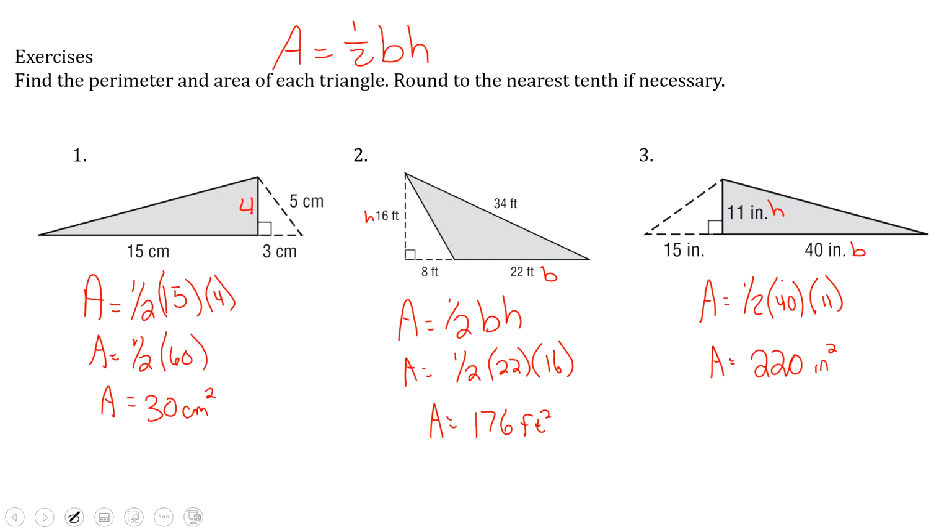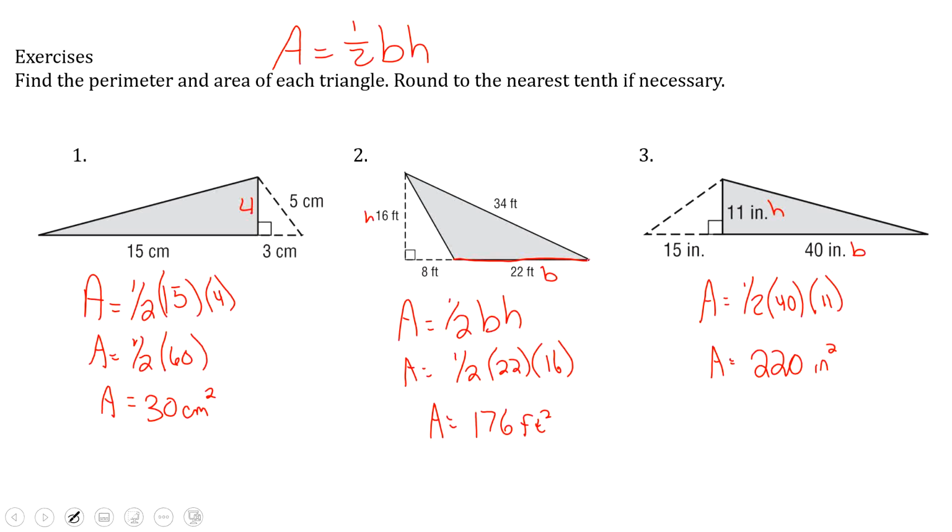They gave us everything we need for number 2. Be careful you're not including the dotted part of the base here. The base is just the base of the triangle, not the extension out to the perpendicular for the height. They're just doing that to trick you. So again, that was 176 feet squared. Last one, height, base, everything looks good, 220 inches squared. Hope everybody got those, and let's all review.